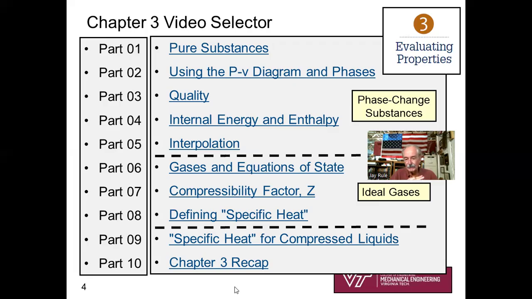You can browse these topics in chapter 3 and click on one of those hyperlinks. The other category of substances that we deal with in thermodynamics is ideal gases, things like air, nitrogen, carbon dioxide. You get the idea, and you can browse through that. And I see that I have 10 parts, 10 videos where I try to summarize the content that's most important to me in chapter 3.